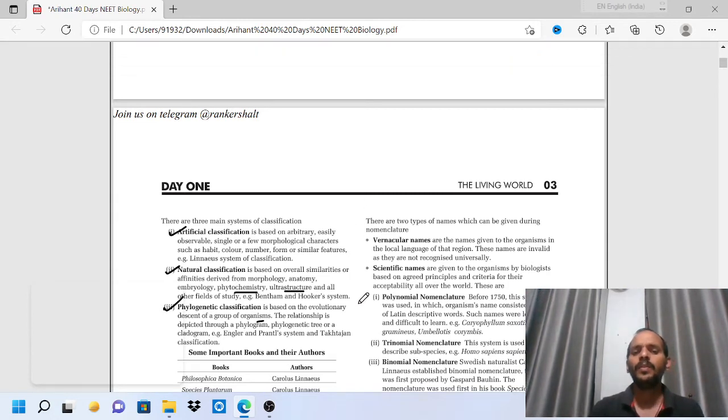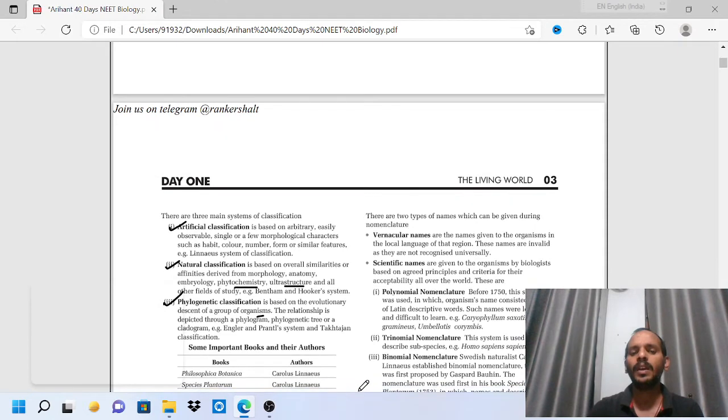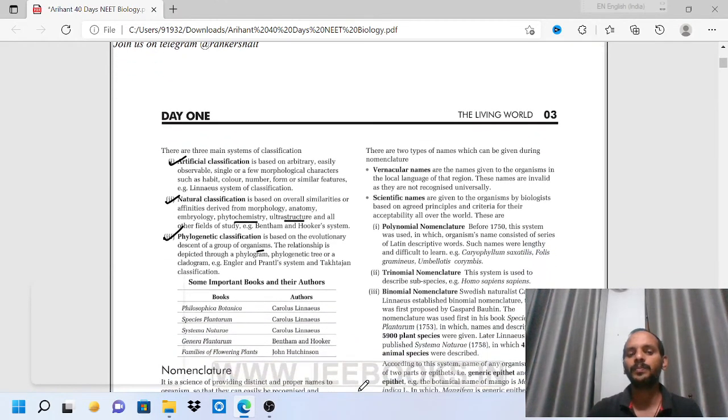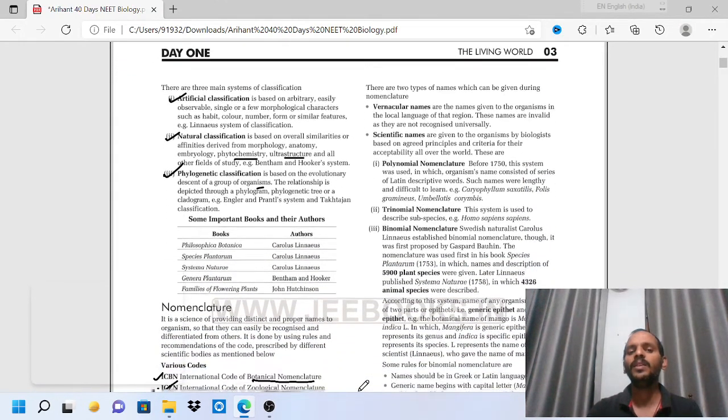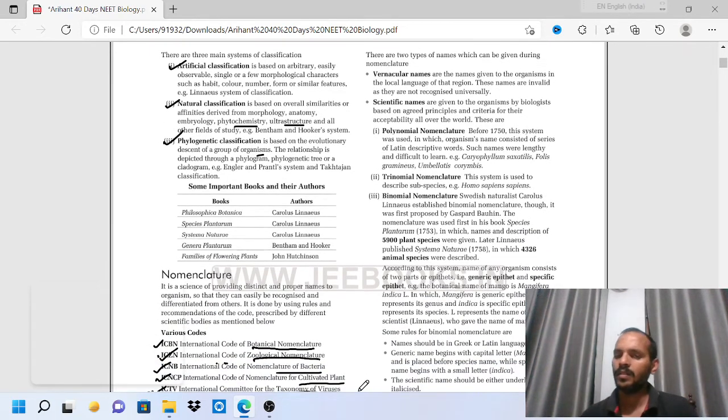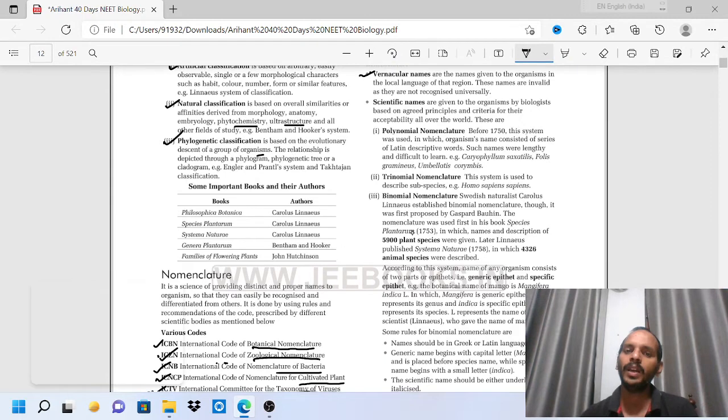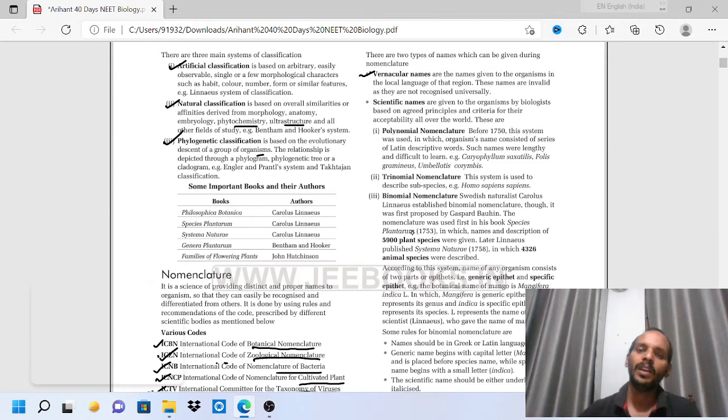there are two types of names, vernacular names and scientific names. Vernacular names means the names according to local usage. So it is known as a vernacular name. Like mango, it is a vernacular name. In different regions, we know mango as amba. These are vernacular names. Next, scientific name.